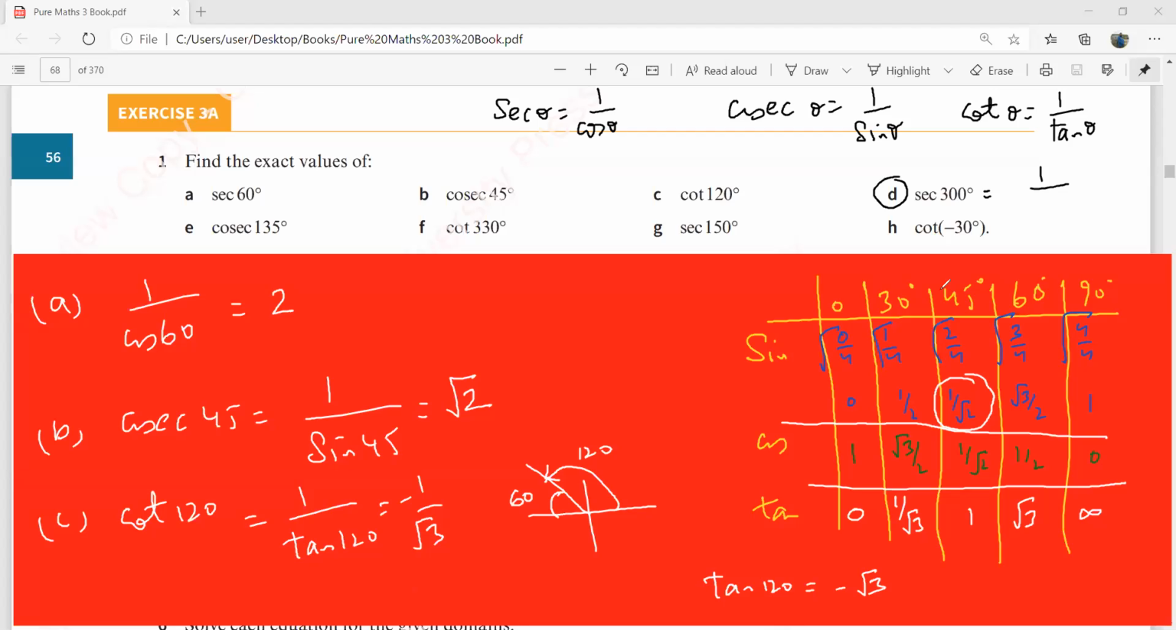This D part is secant 300. First of all, I'll write it as 1 over cos 300. Cos 300 means we are going to be in this quadrant here. This is 300. The basic angle is 60. So cos 60 is half. And in this quadrant, it is positive. So this is going to be 2. Yes, absolutely right. This is going to be 2.